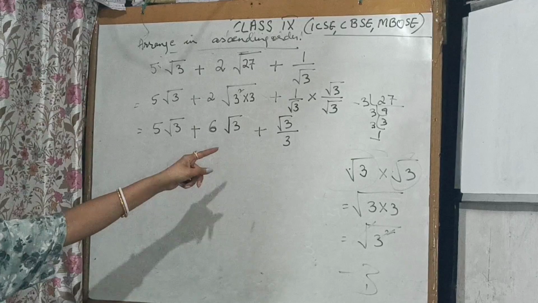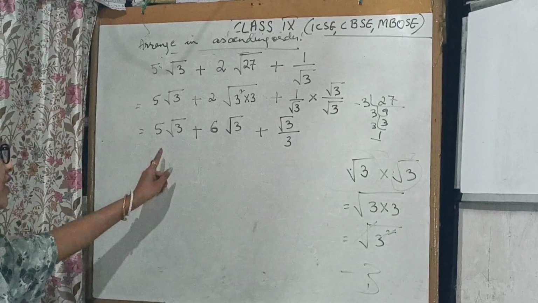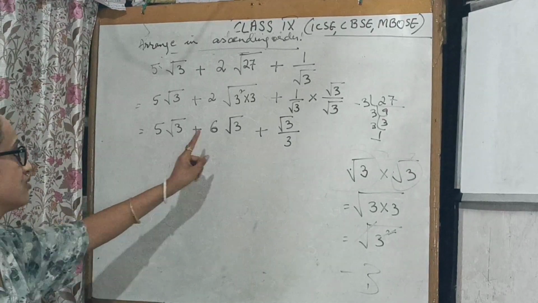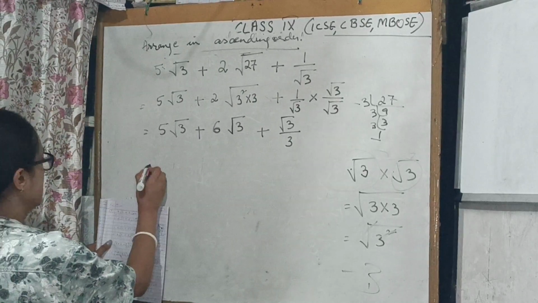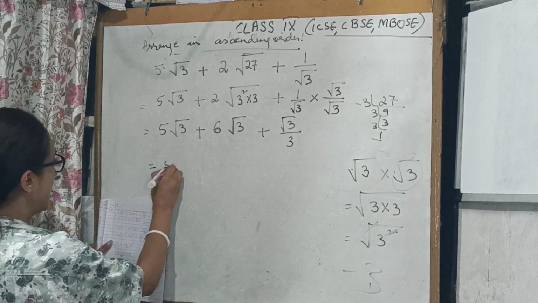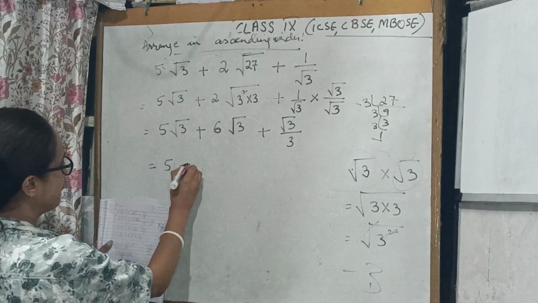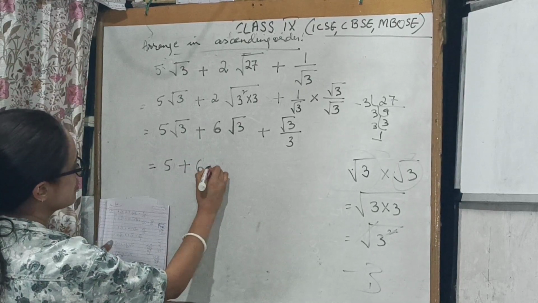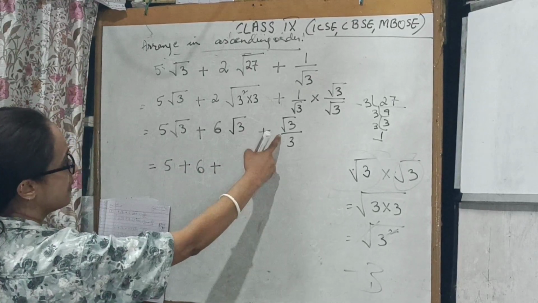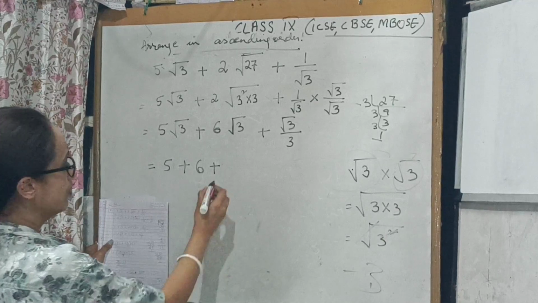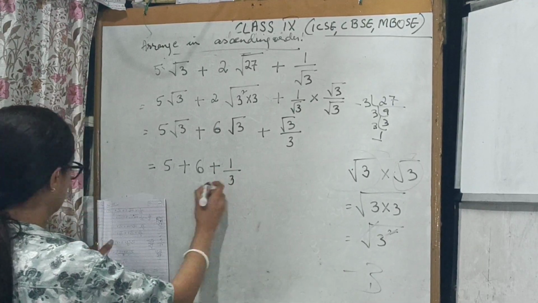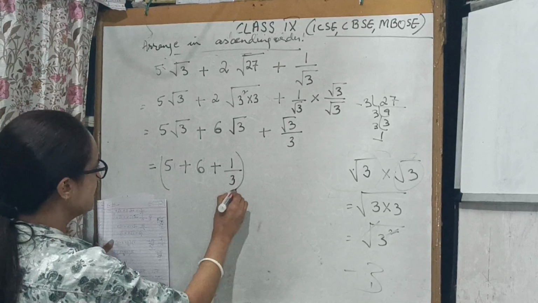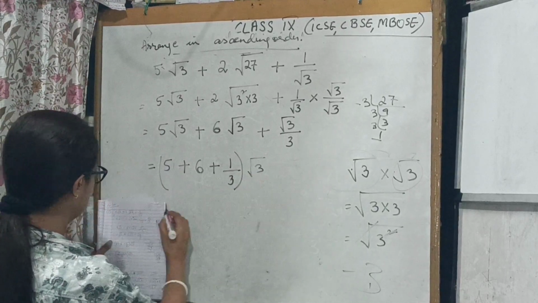Now, what common do you see in them? Everyone has got a square root 3. Take the numbers out. 5 out, what sign do you have? Plus. 6 out, plus. Here, ऊपर में कुछ है, भूलना नहीं. 1 है. 1 by 3. And common is root 3.